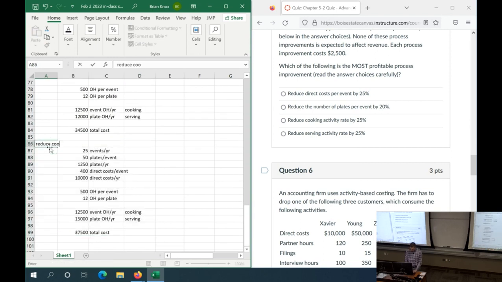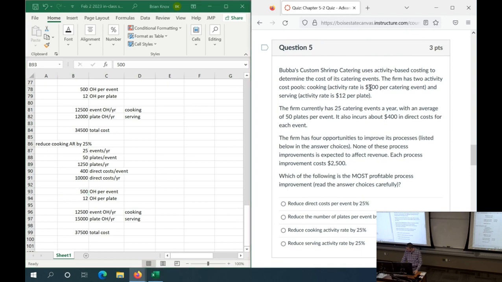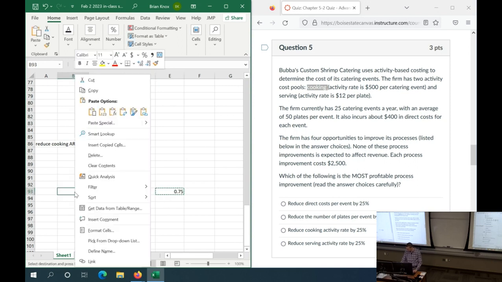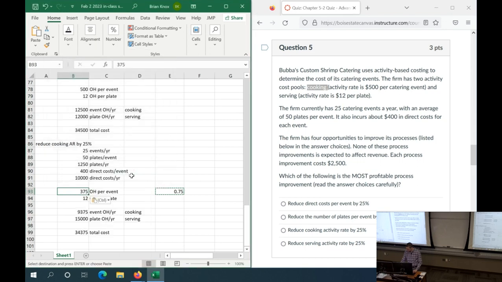All right, reduce cooking activity rate by 25%. I copied everything right, looks like. The activity rate for cooking is per event. Yeah, $500 per catering event for the cooking activity. So 25% of 500 should give us 375 if I got my math right here. Yes. So, sorry, 25% less of 500 gives us 375.